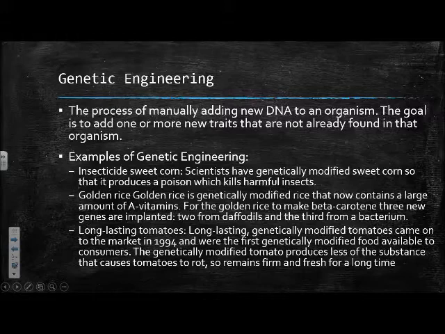And then long-lasting tomatoes. So long-lasting tomatoes, or genetically modified tomatoes, came on the market in 1994. They were the first genetically modified food available to consumers. The genetically modified tomato produced less of the substance that causes tomatoes to rot. So it remains firm and fresh for a long time.